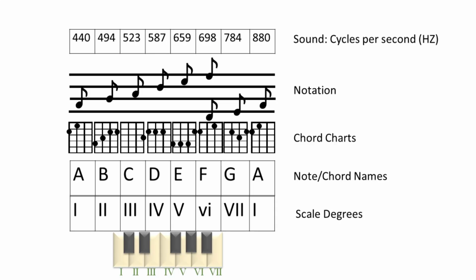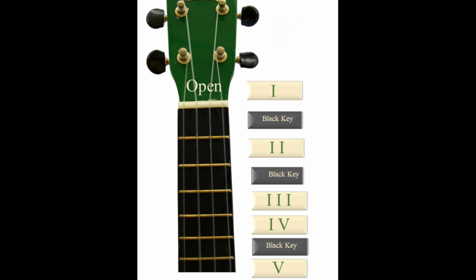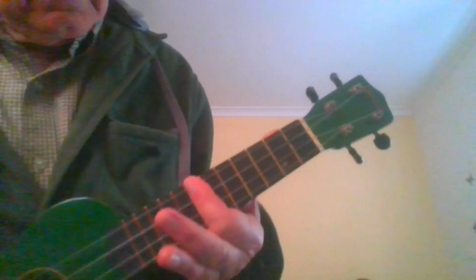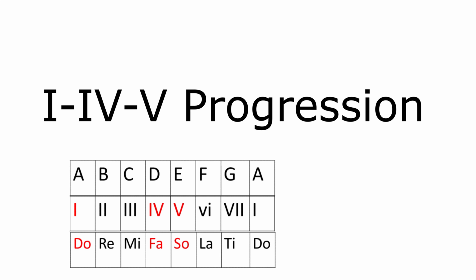On a keyboard, we would hear these as the white keys, playing 1, 2, 3, 4, 5. A ukulele would play this 1, 2, 3, 4, 5 by skipping a fret. This made it easy for pop musicians to share their common sets of chords, describing them as progressions.